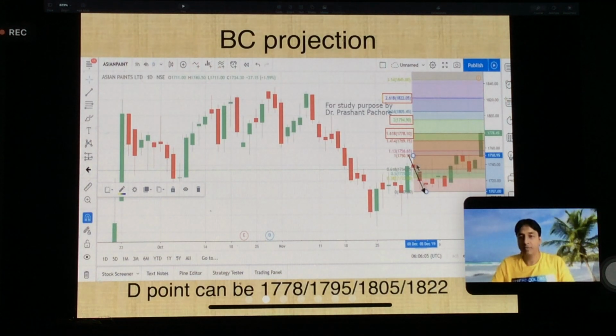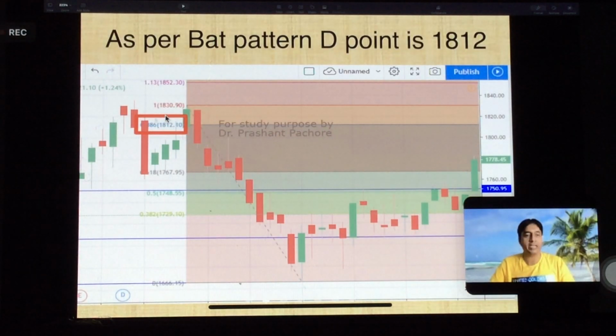Yes, this was the BC projection, right? So 1805, and this was actually coming here, 2.618. And here the stop loss should be the next FIBO projection of XA, because XA is the basic retracement here. So our XA is 0.886. So the next FIBO is 1, right? So origin of the move, 1.